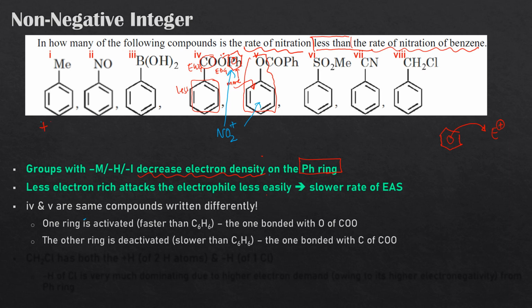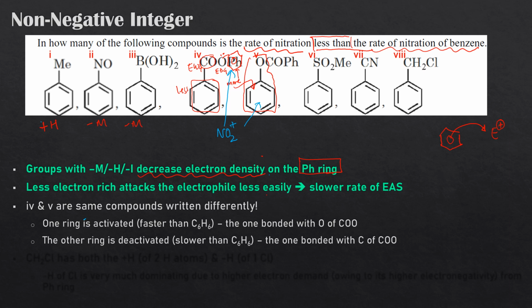This one is going to be faster because of plus H. NO is having electron withdrawing nature, so that's going to be minus M, that's going to be slower. Boron has an empty p orbital, pulls electron from the benzene ring, minus M, that's going to be slower.